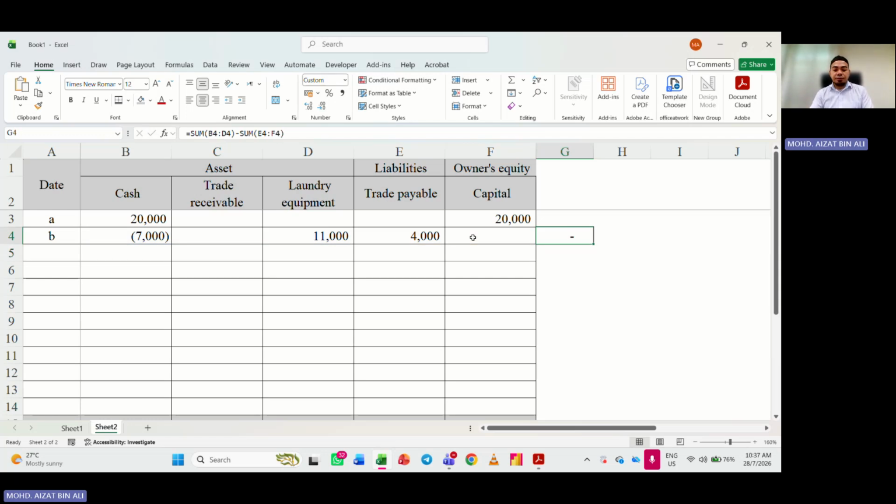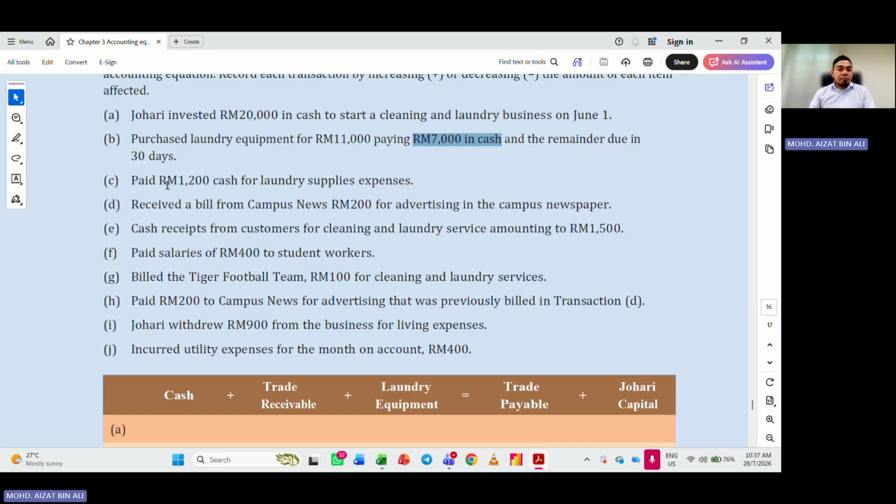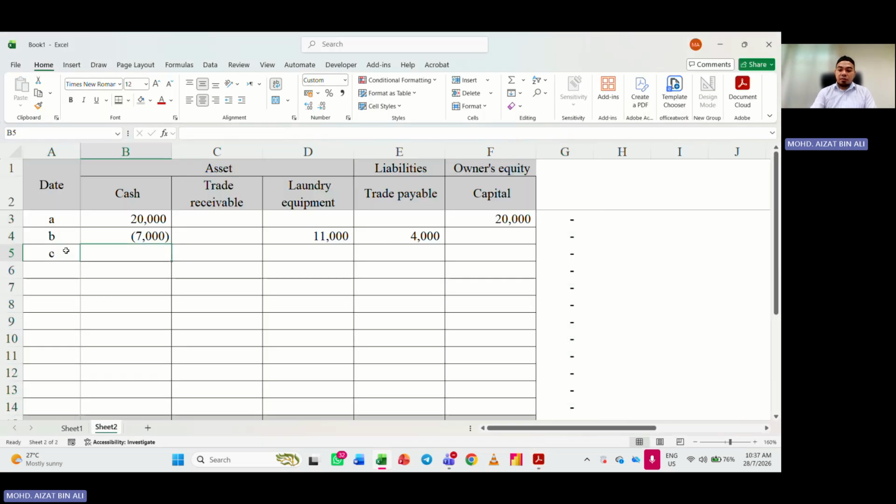Okay, see, zero, all right? Okay, let's apply this formula to all. Okay, next. Paid 1,200 ringgit cash. Okay, we make cash payment. So what happened to our cash? Decrease, right? Okay, so C minus 1,200 ringgit.